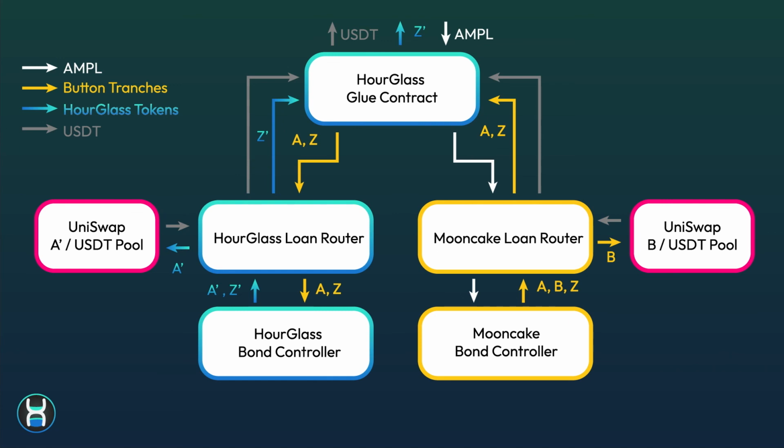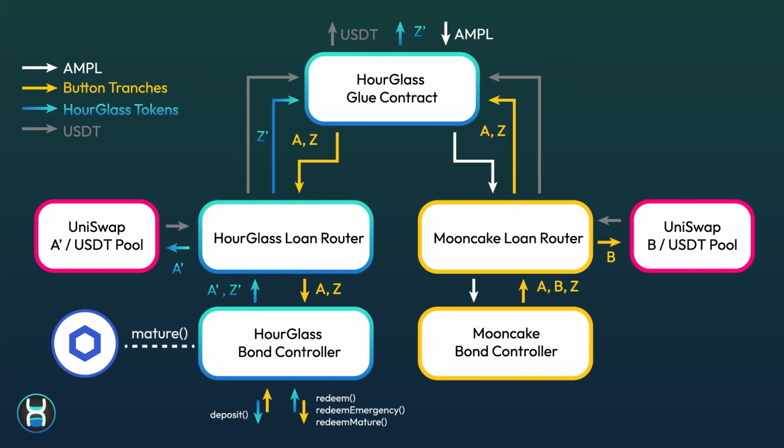Users that don't have Ample can also exchange A' and Z' with A and Z tranches directly through the deposit and redeem functions on the HourGlass bond controller. At the end of the bond, HourGlass uses a simple ChainLink keeper that calls mature to make a state change indicating to the bond controller that maturity has been reached.